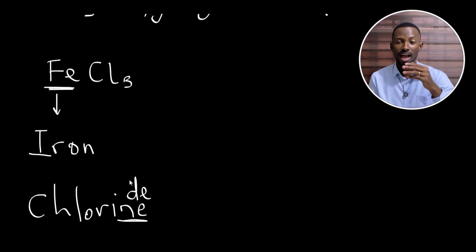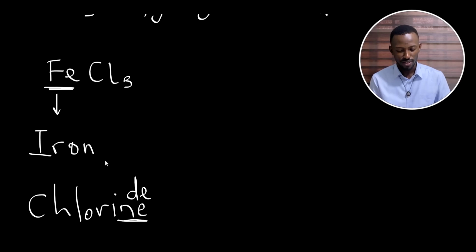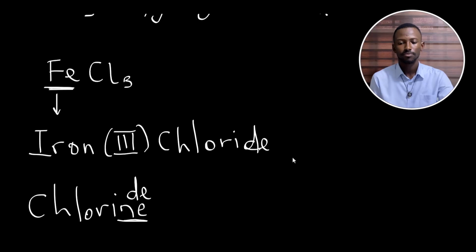But remember, we said iron has variable oxidation states depending on the atom it is bonding with, and that the oxidation state of iron can be +2 or +3. So the question is, what do you think is the oxidation state of iron in this particular compound? Obviously, it's 3, and I'll explain that in a second. So iron 3 chloride. Why do we say it is iron 3 chloride?